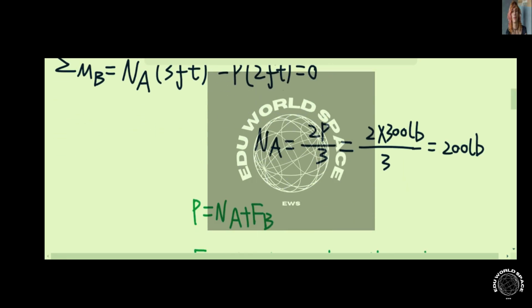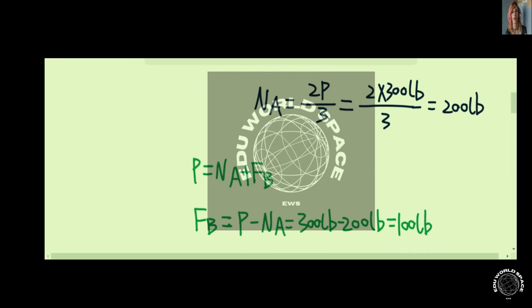So we also know that force P is equal to NA plus FB. Therefore, FB is equal to P minus NA, which is equal to 100 pound. So in order to prove that the normal force at point A is 200 pound, we need to make sure that the friction at point B is less than the maximum friction.